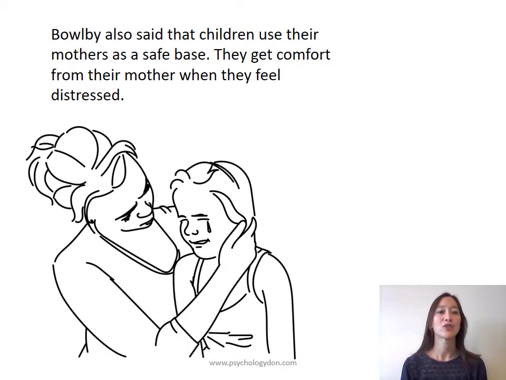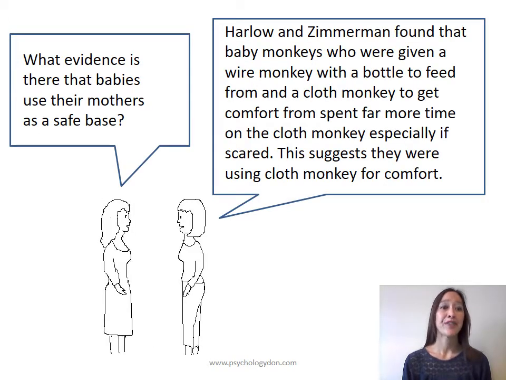Bowlby also said that children use their mothers as a safe base. They get comfort from their mother when they feel distressed. So what evidence is there that babies use their mothers as a safe base? Harlow and Zimmerman found that baby monkeys who were given a wire monkey with a bottle to feed from and a cloth monkey to get comfort from spent far more time on the cloth monkey, especially when they were feeling scared. So this suggests that they use the cloth monkey for comfort. This can be applied to humans and how human babies use their mothers as a safe base and for comfort.